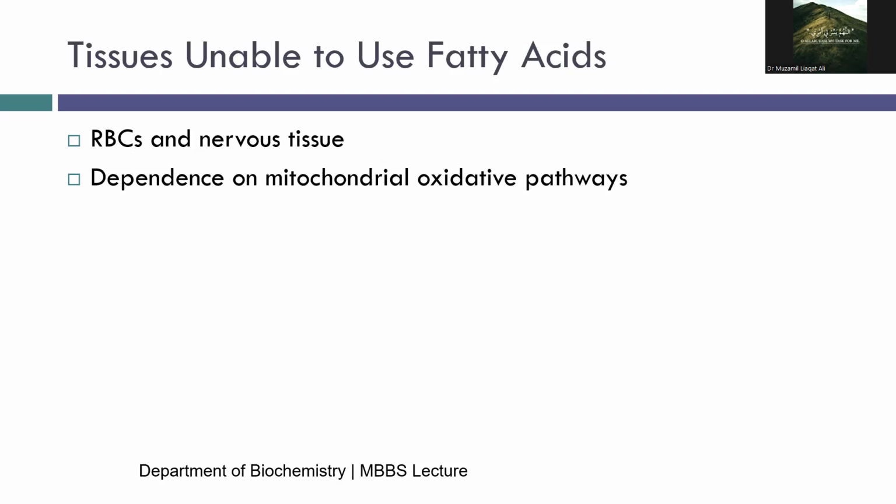Now, let's talk about the tissues that are unable to use the fatty acids. The very first one is the RBCs, which contain no mitochondria, and the nervous tissue, which contains very limited beta oxidation capacity, so they cannot use fatty acid as a fuel. They depend almost entirely on glucose. This explains why prolonged fasting can still cause hypoglycemia if hepatic gluconeogenesis is impaired.